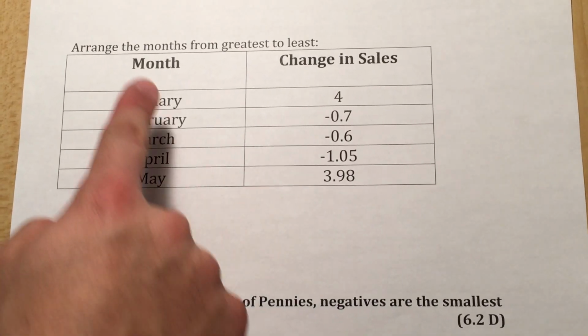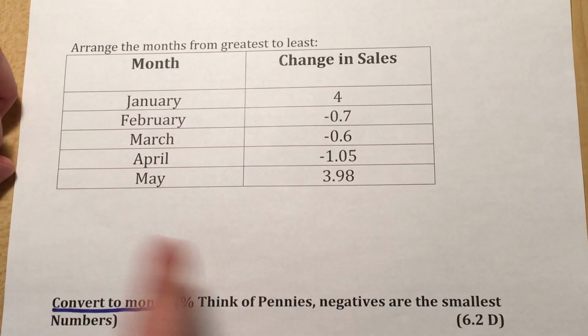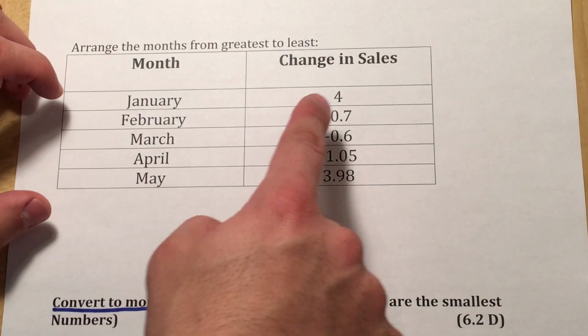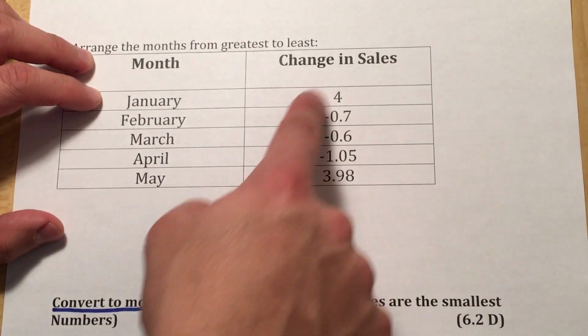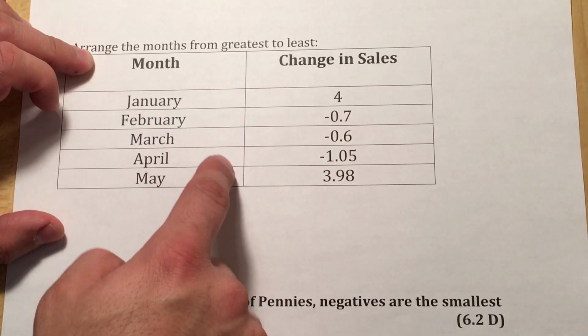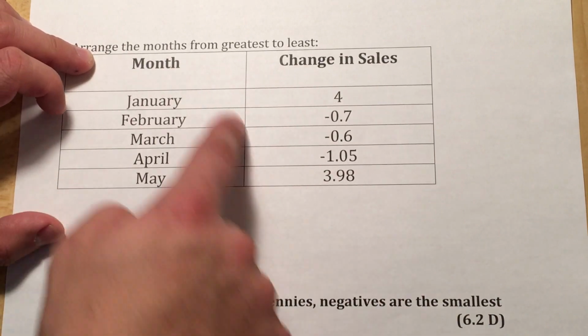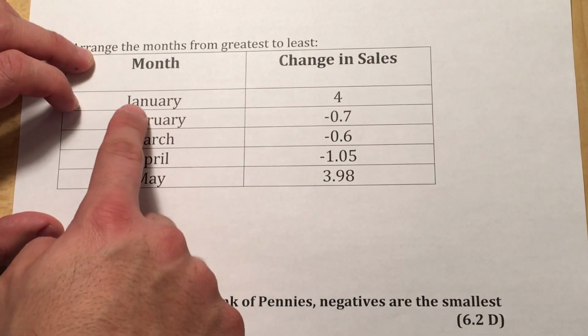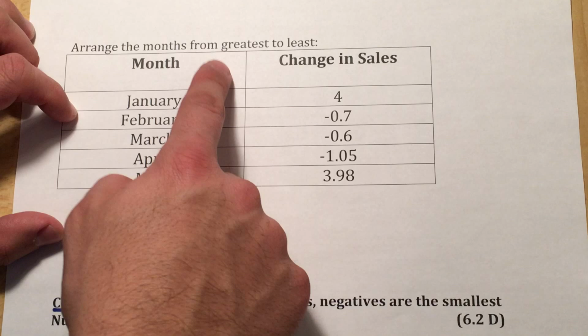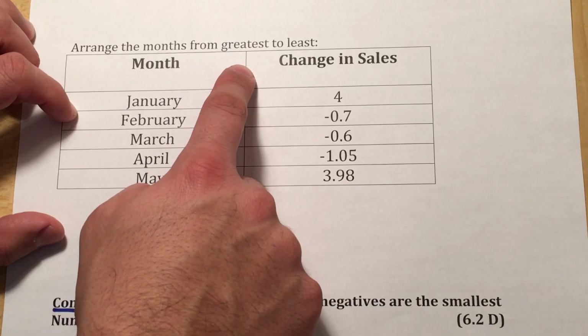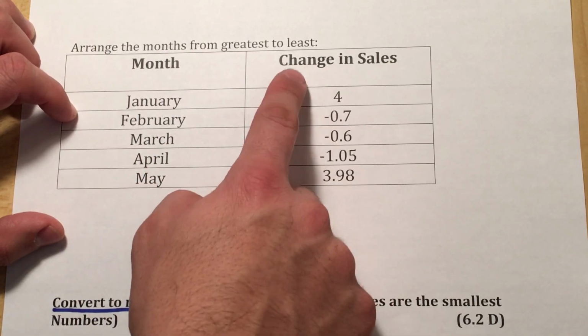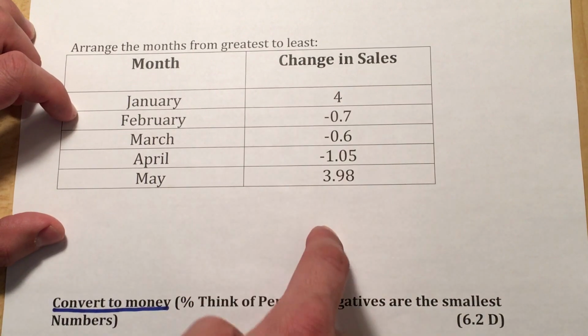Here you're being asked to arrange the months from greatest to least. And if we look at our table, to the right side we have a set of rational numbers, and to the left, we have their corresponding months. And here we're being asked to put these numbers in order from the biggest one, the one that has the greatest value, to the least, the one that has the smallest value.